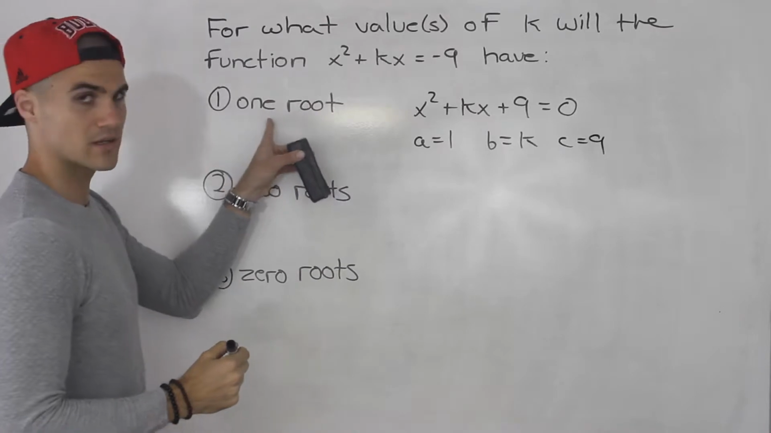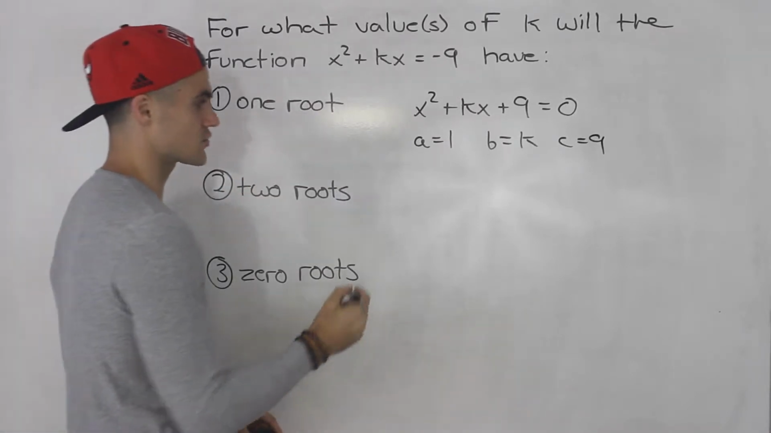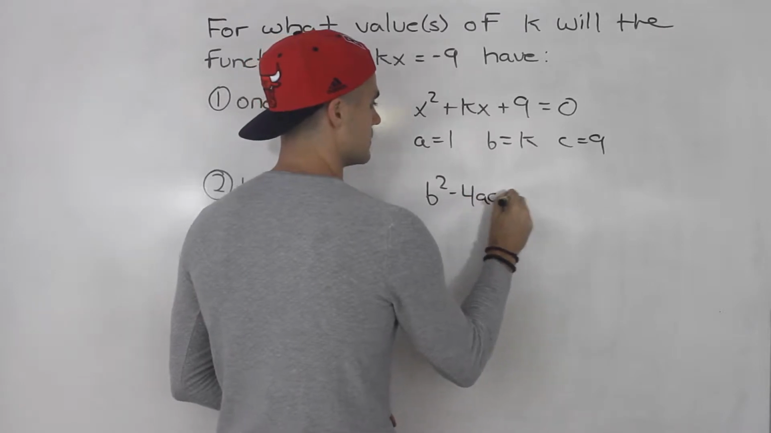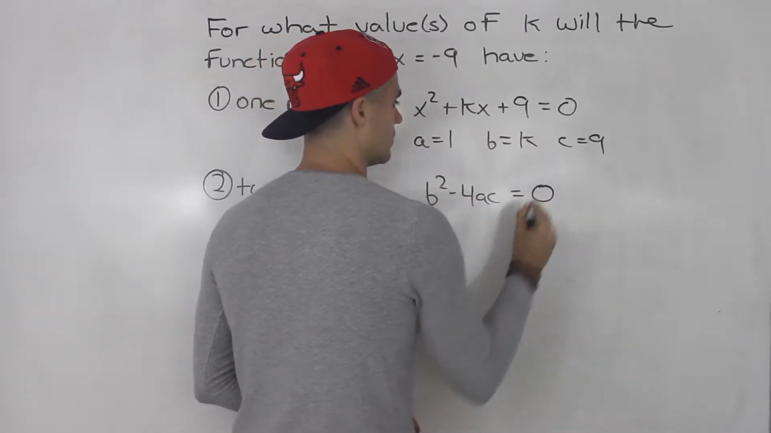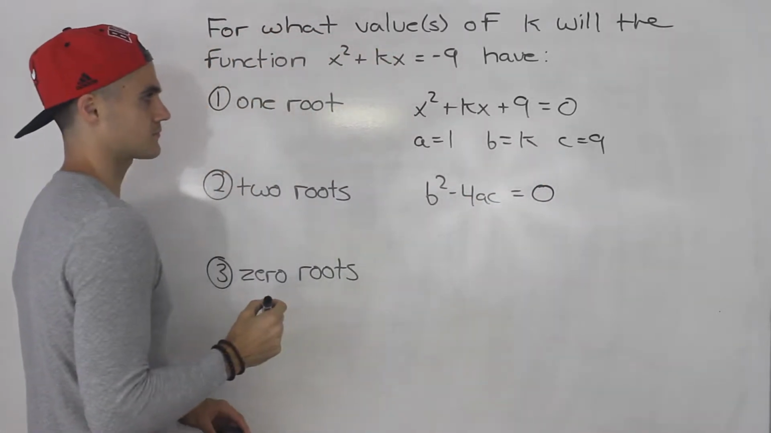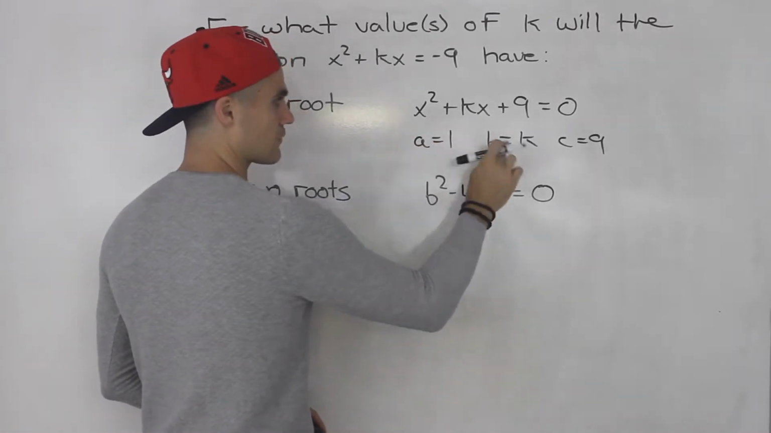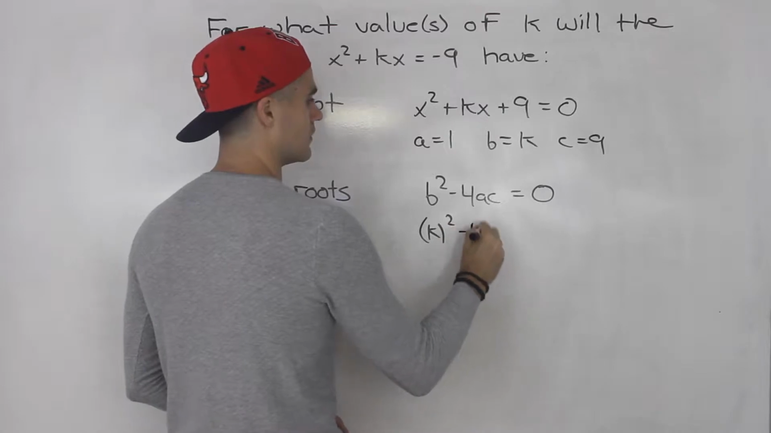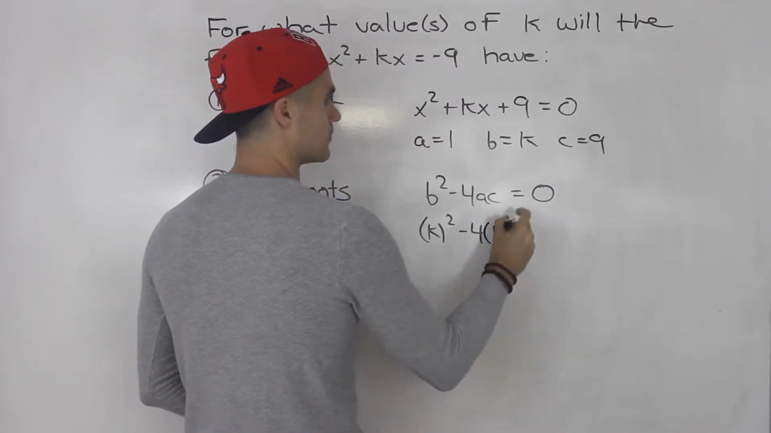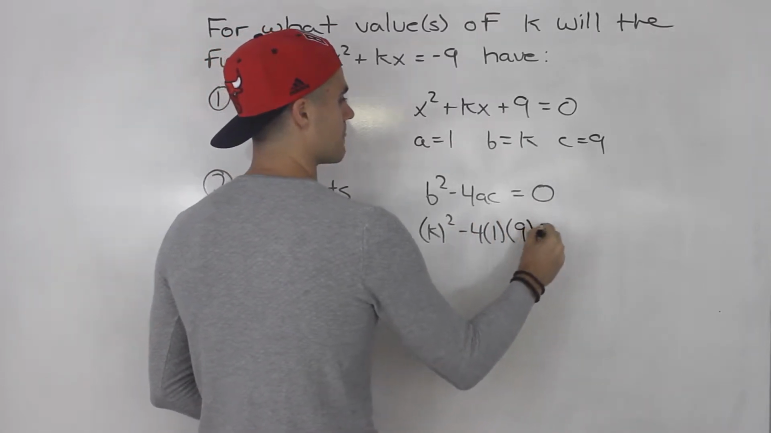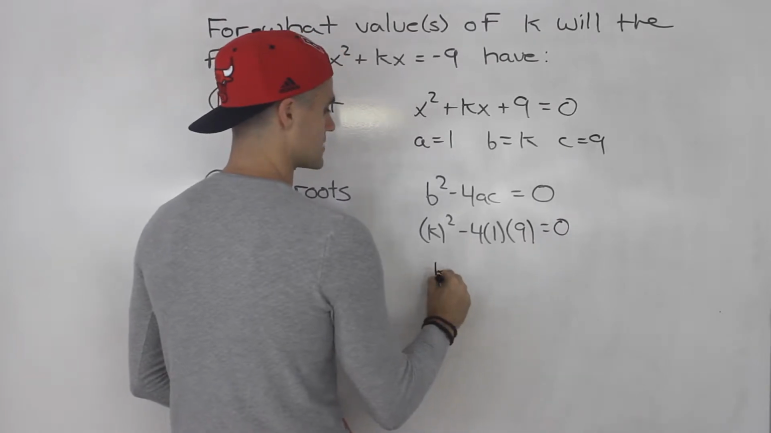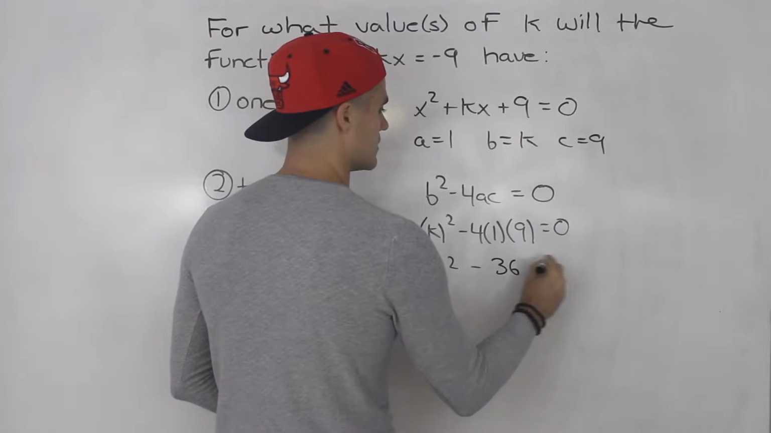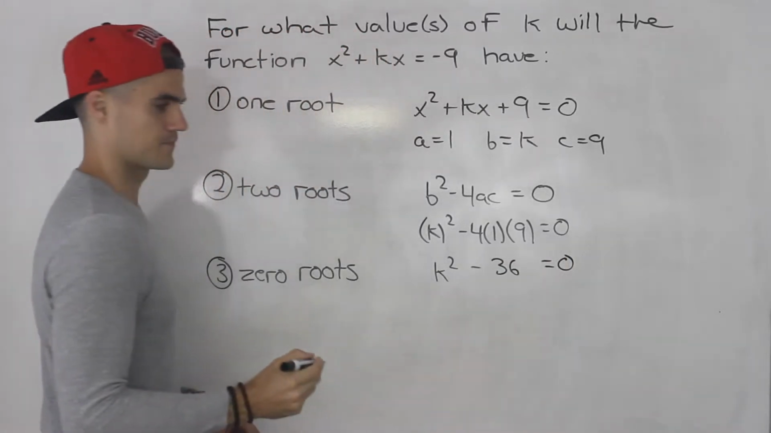So if there is 1 solution, we know that the discriminant, which is what? b squared minus 4ac, is going to equal 0. So plugging everything in, plug in k for b, plug in 1 for a, and plug in 9 for c, we end up getting k squared minus 36 is equal to 0.